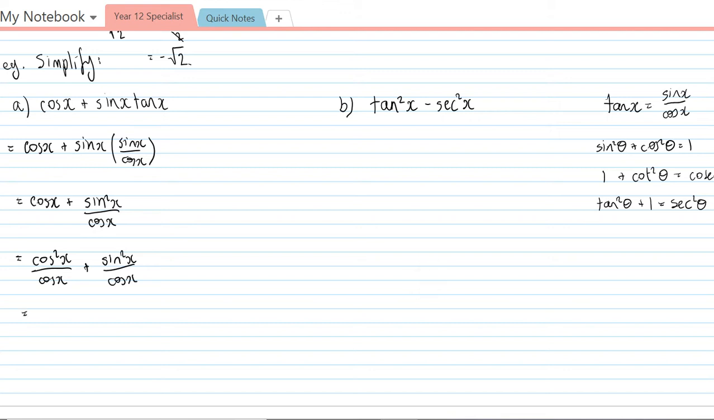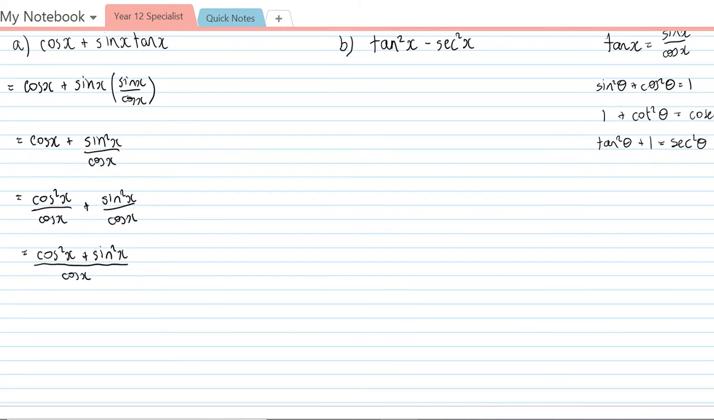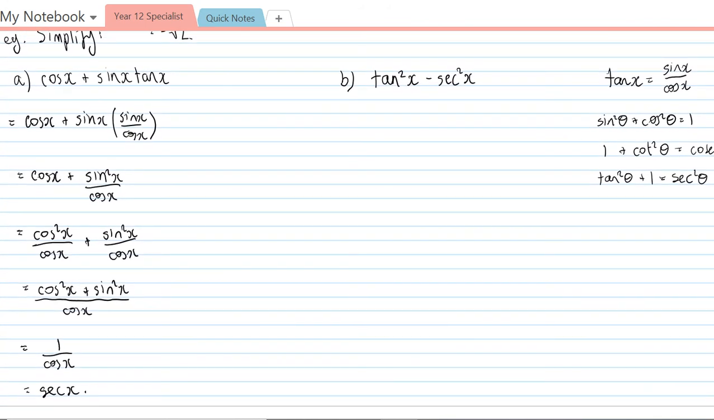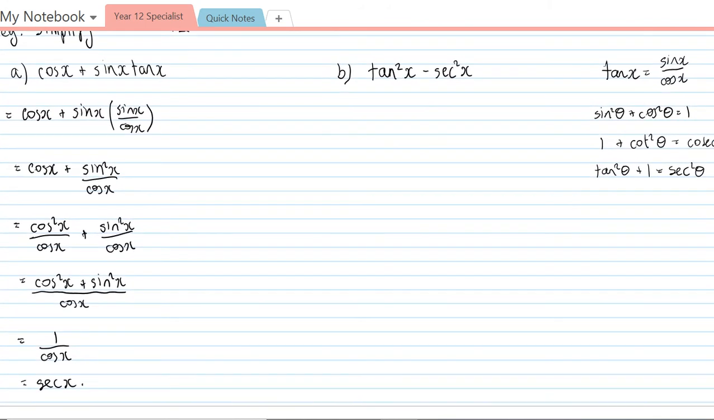I could combine these into a single fraction, so cos squared x plus sin squared x all over cos x. And then the Pythagorean identity tells us that cos squared x plus sin squared x is 1. So it's really just 1 over cos x, which is sec x. So I was able to show that cos x plus sin x tan x is really just sec x. As I said, they tend to work out quite nicely.